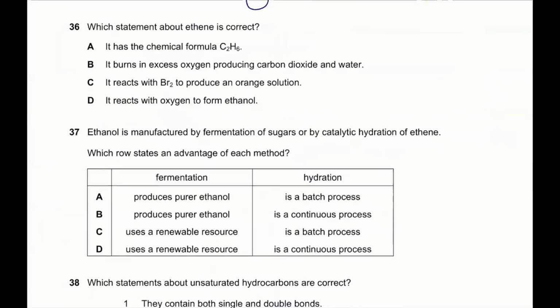Okay guys, question number 36, which statement about ethene is correct? Ethene has a chemical formula C2H4, and it's an alkene. The general formula is CnH2n, if you're wondering. The option saying it has a chemical formula C2H6 is a wrong statement.